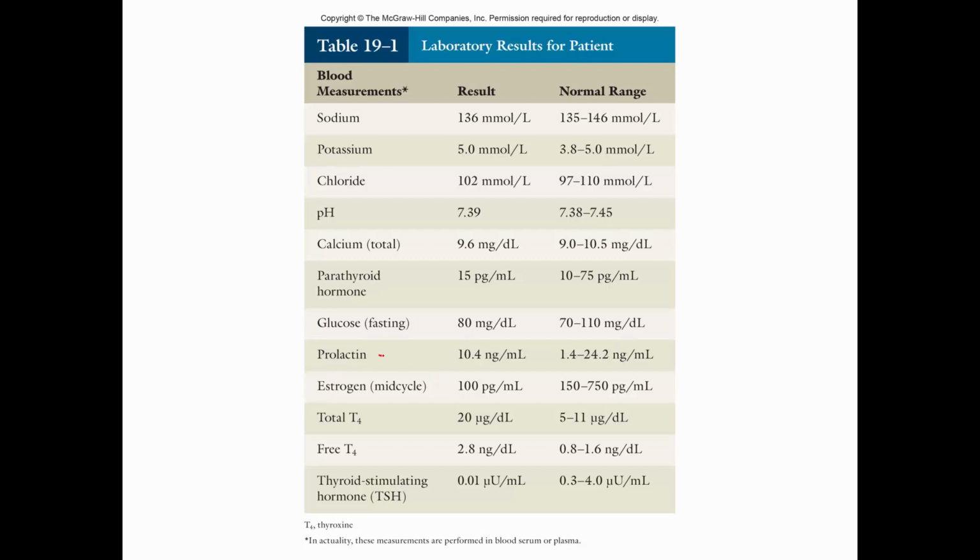Now, why are we studying prolactin? Well, we're trying to say something about her anterior pituitary, and remember, she hasn't been having periods. Her mid-cycle estrogen is on the low side. And her T4 is high, and that's her total T4. Remember, some of it's bound. Her free T4 is high, and her thyroid stimulating hormone is low. You see that?